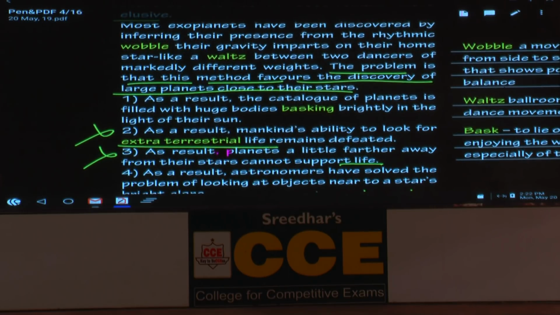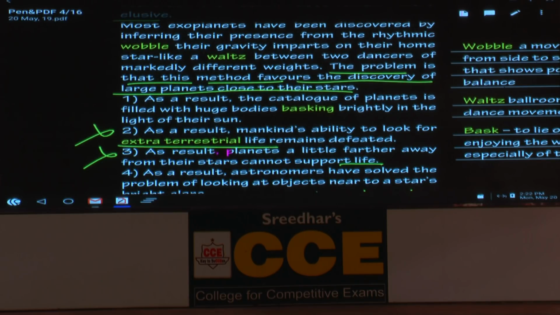No, I'm sorry. Here, the problem is that this method favors the discovery of large planets close to their stars. There is a particular method. That method favors what? Discovery of large planets. When it favors the discovery of large planets, you catalog those planets. What do you see? Large planets or small planets? Obviously, large planets. So what is the first option here?